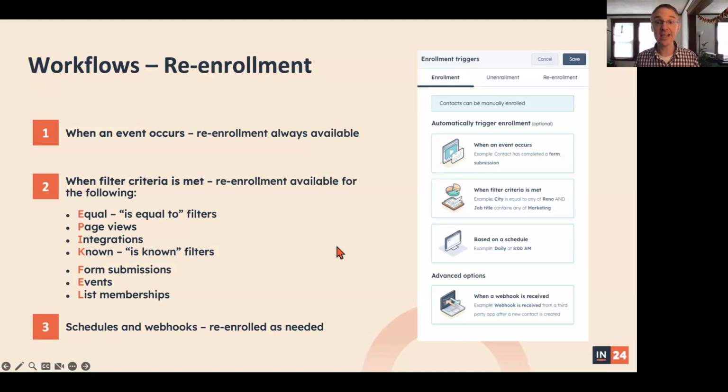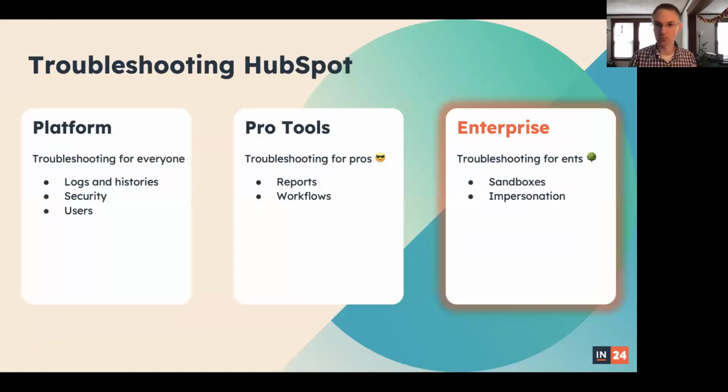So that is re-enrollment. We get lots of questions. Our support team gets lots of questions about why re-enrollment is grayed out and can't be turned on, or why a record doesn't re-enroll, or why it did. We didn't expect it to go through more than once, and it did. This is all good things for you to consider as you're troubleshooting your workflows.